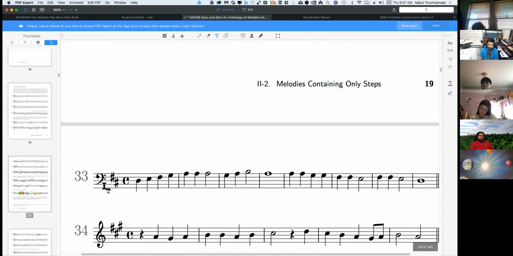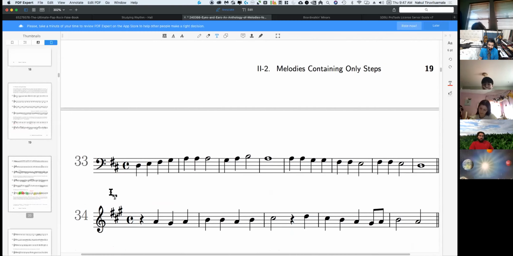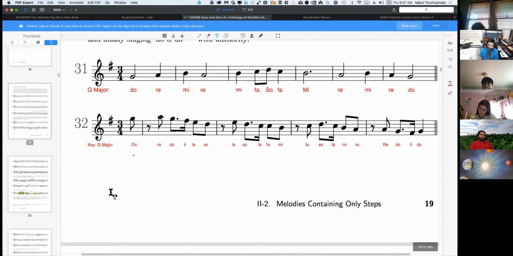This exercise has 2 sharps. This exercise has 3 sharps. This exercise has 4 sharps. So I think they're trying to get us to catch a pattern here. So if this exercise is in the key of G major, what key is this exercise in?